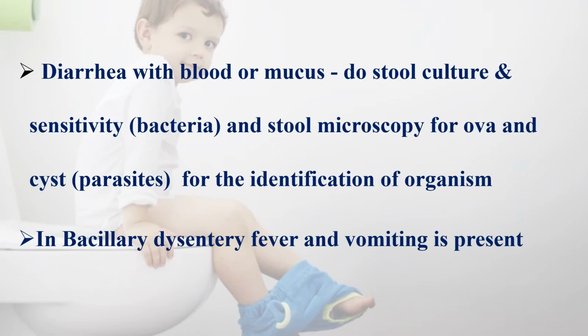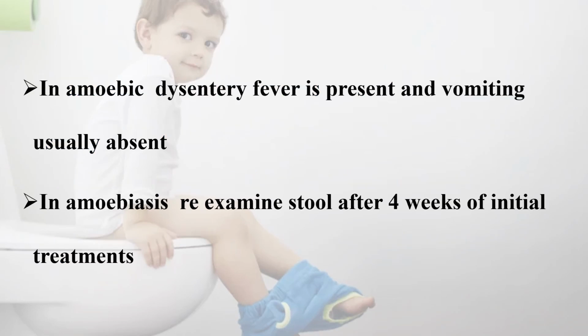Diarrhea with blood or mucus: do stool culture and sensitivity and stool microscopy for ova and cyst. Sensitivity is for bacteria and ova and cyst for parasites. It is used for the identification of the organism. In bacillary dysentery, fever and vomiting are present. In amoebic dysentery, fever is present and vomiting is usually absent.